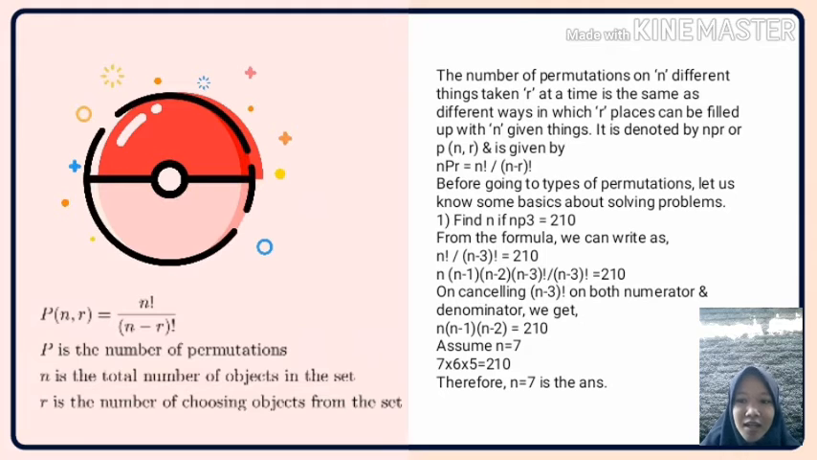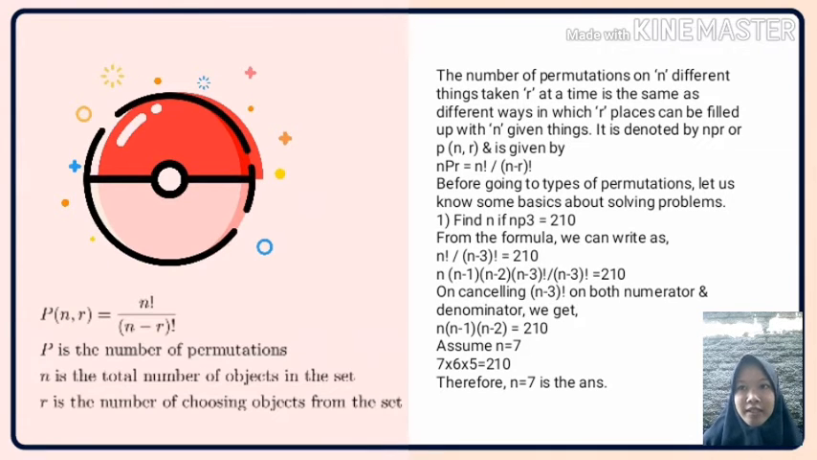On cancelling (n minus 3) factorial in both numerator and denominator, we get n times (n minus 1) times (n minus 2) equals 210. Assume n equals 7. 7 times 6 times 5 equals 210. Therefore, n equals 7 is the answer.